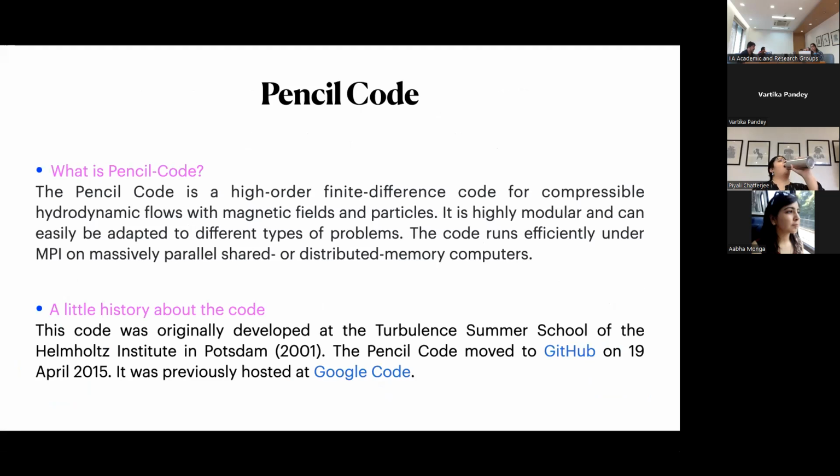After 4 days, we already know that Pencil Code is a high-order finite-difference code for compressible hydrodynamic flows with magnetic fields and particles. It is modular and can easily be adapted for different types of astrophysical problems. It is a parallel, shared and distributed memory code, using MPI.